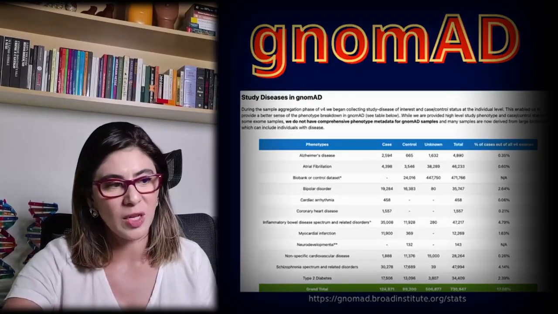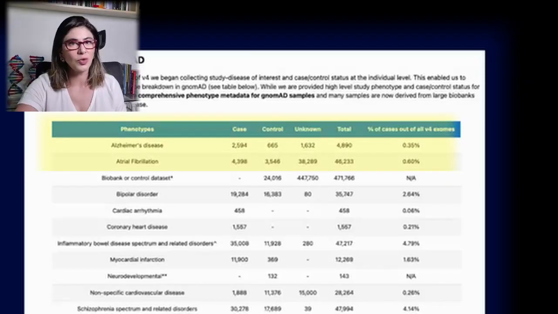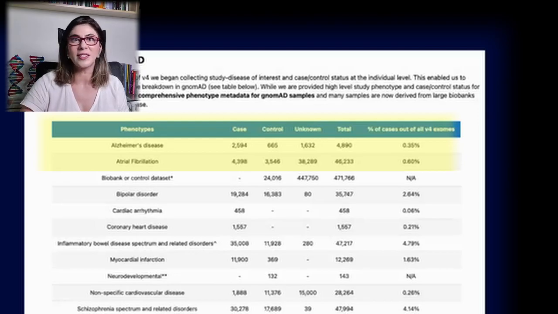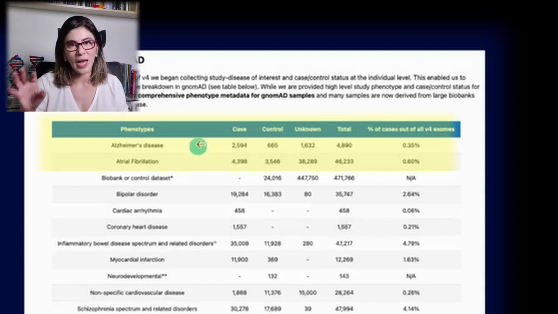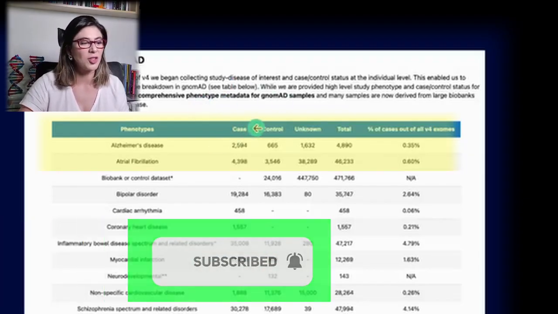So look, here for example, we have studies on Alzheimer's disease and we have case control studies, which means there are cases, people who have the disease, and controls, people who don't have the disease. And in the gnomAD databases, both cases and controls were included. The same goes for the other conditions listed here: atrial fibrillation, bipolar disorder, cardiac arrhythmia, type 2 diabetes, etc. So the most accurate way to think of gnomAD is as a reference population database, but by no means a group of healthy people. It's very important to keep that in mind.